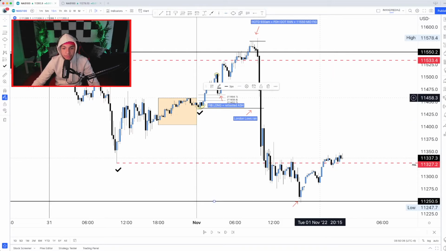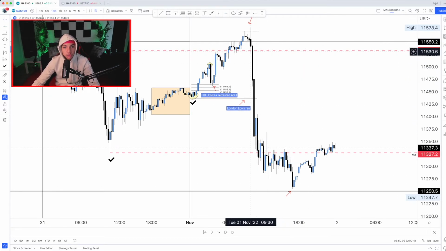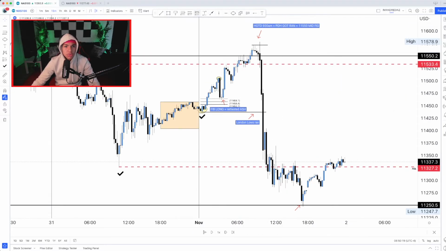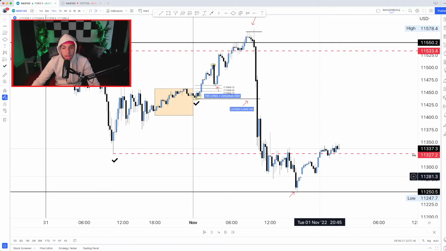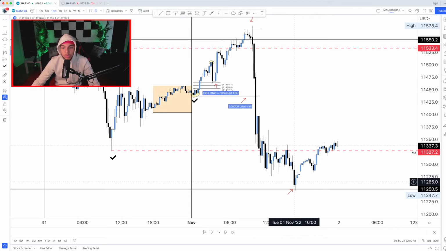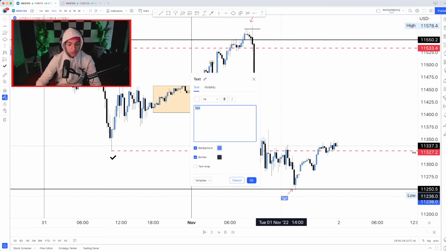That would have been by itself a great trade. From this previous day's high to the previous day's low, even if you wouldn't have been able to get the best entry or the best exit, that range was almost 230 points, 250 points. So that's a big move. And then what happened? We ended up making the low of the day after tapping into the 11,250 mid figure at what time? 4:15. So at 4:15, we got the low of the day at the 11,250 mid figure.